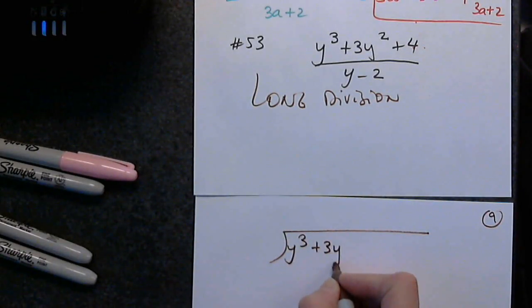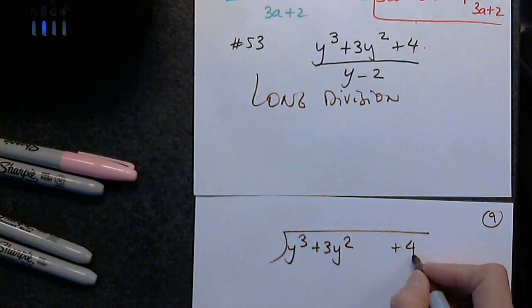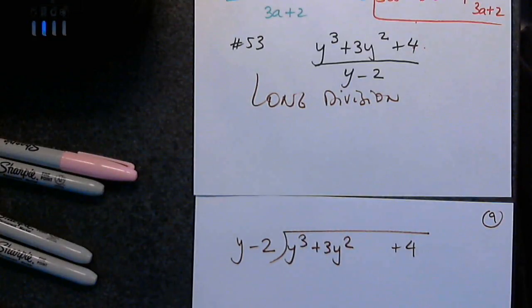y to the third plus 3y squared, space, plus 4, and divide by y minus 2. Ready? What is our first question? How do we think about this? Why did you leave the space? Very good. You know that we're going to put some terms here, right? And when I distribute one of those terms, I may get something with y. I cannot put it under this, or this, or this. I have to put it under y, but I don't have a y. You'll see in a minute.